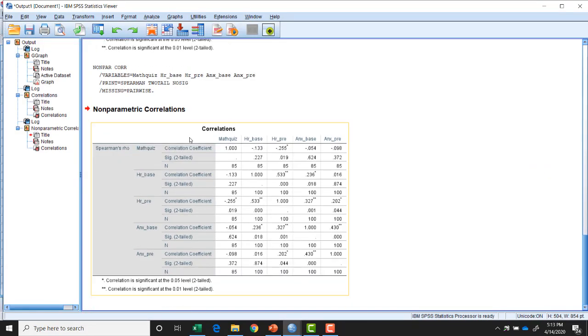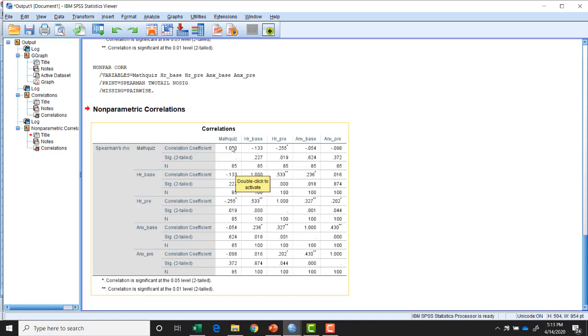So you have a table here. And each entry in the table is the correlation between 2 variables. Now you note that of each entry, the top value is the correlation, the next one is the significance, the p-value, and the third one is the n, or the number of comparisons, just in case some of these have a little bit of missing data. So for example, 15 of the students don't have a math quiz score.